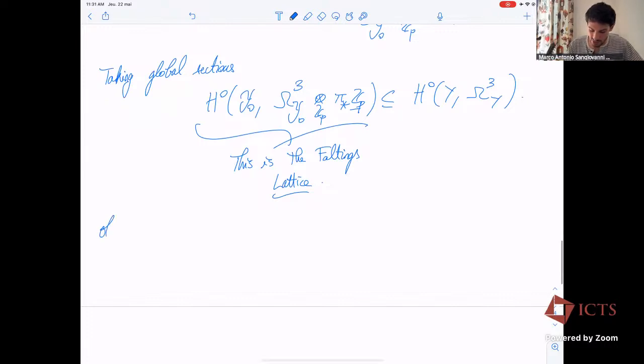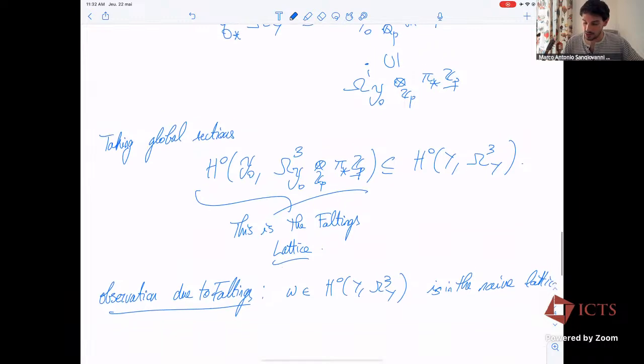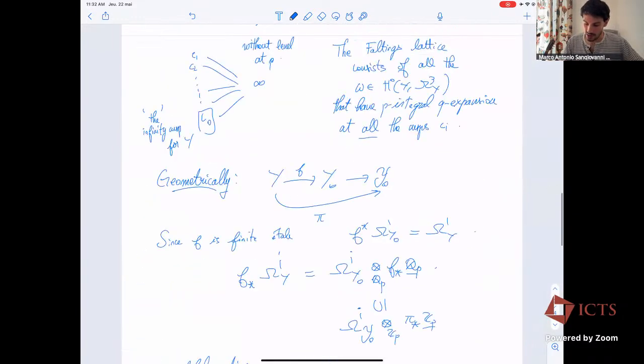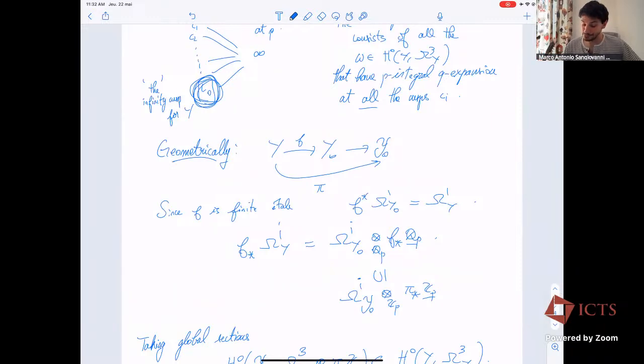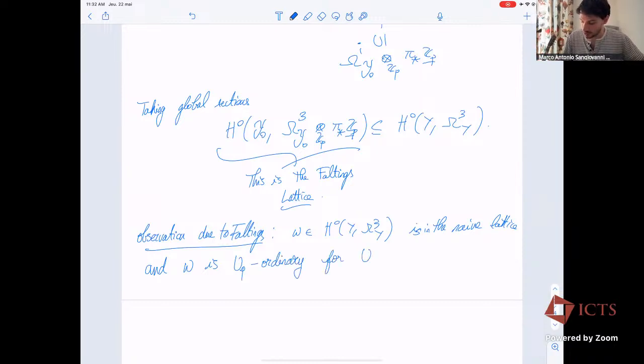But there is also an observation that is due to Faltings: if omega lies in H0 of Y, omega 3 of Y, in the naive lattice, this means just that the Q-expansion at the cusp C0 is integral, and omega is UP-ordinary for UP, the Siegel UP.